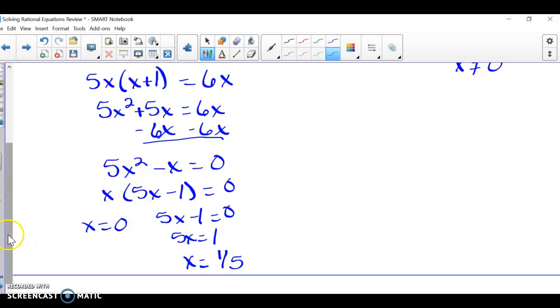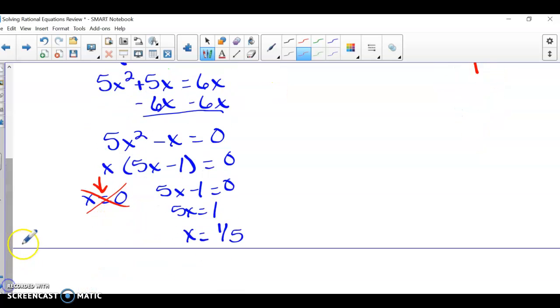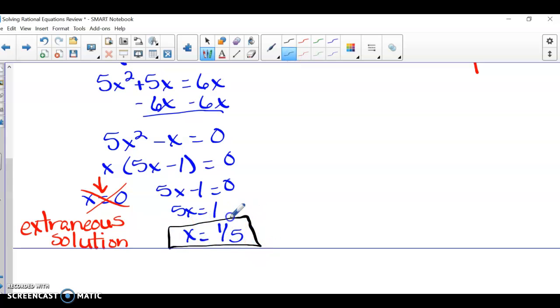Now, looking at these two, I go back to my excluded values. Look at what I have. X cannot equal 0. That's one of my solutions, so that's not possible, because that is called an extraneous solution. It will not work if you plug it back in to check it. So the only correct answer that I have for this problem is x is equal to 1/5.